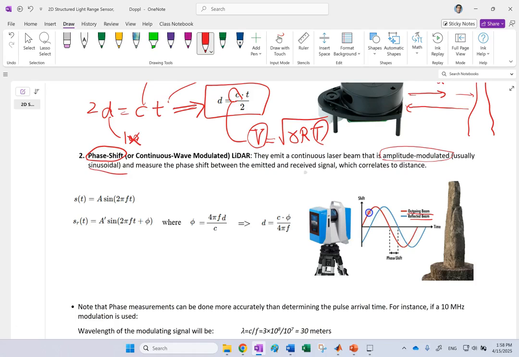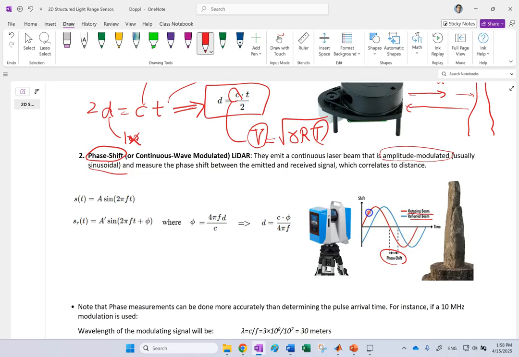So when the signal goes and comes back, of course, it takes some time to travel, and this time can be translated into a phase shift. If you put the return signal versus the original signal, they will not have the same phase, because there is a time difference between them. And based on that time difference, or the phase difference, we can work out how far it has traveled.